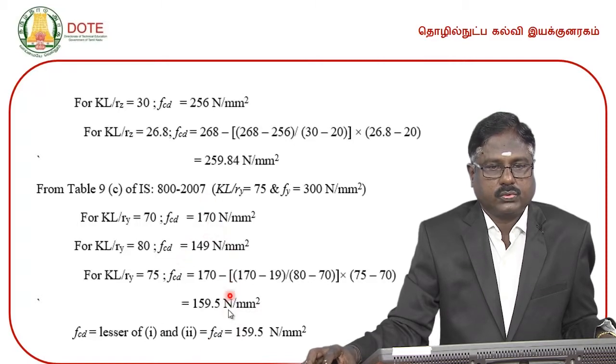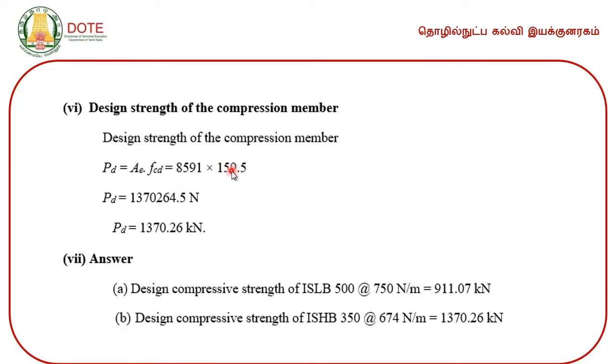So, the lesser of these two, one is 259.84 and the other one is 159.5 Newton per millimeter square. Hence, the lesser value, 159.5 Newton per millimeter square, is taken, and if you multiply this fcd with the area, we will get the strength. So, the design compressive strength of the second member, ISHB member, is found to be 1370.26 kilonewton. So, these are the answers. First section is capable of taking this much of load, and the second section is capable of this much of compressive load.